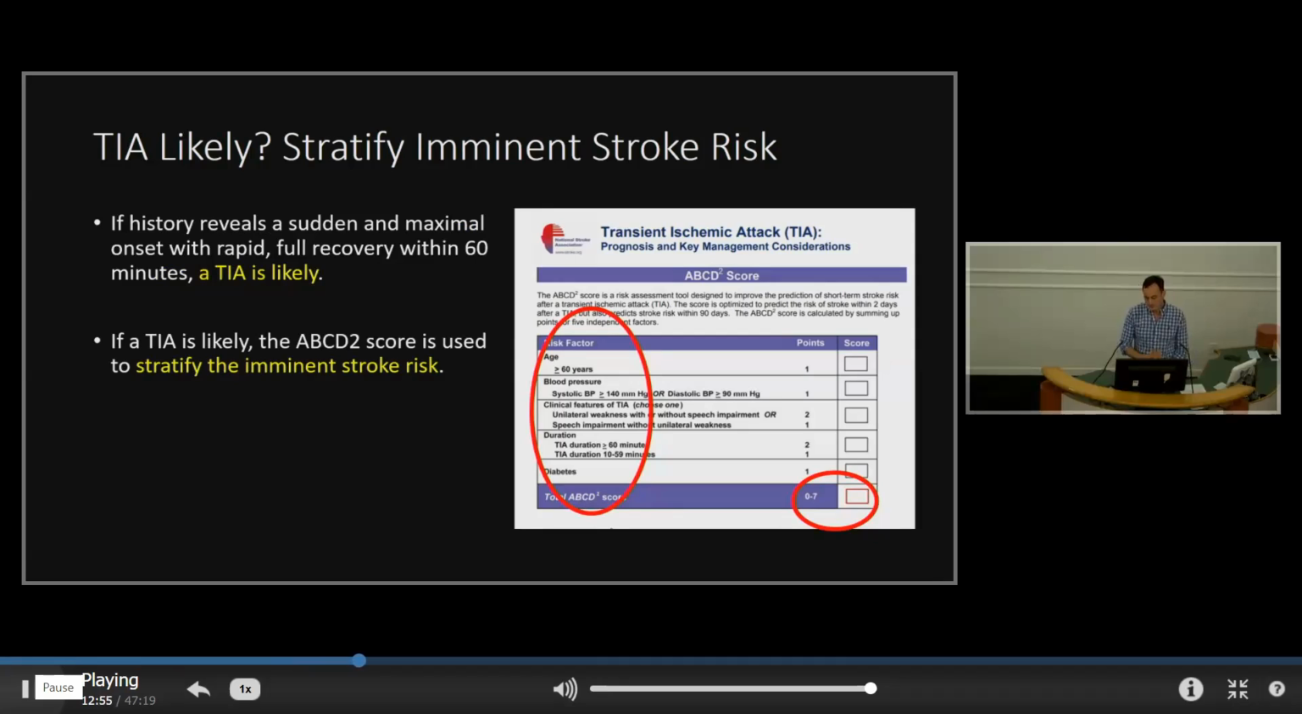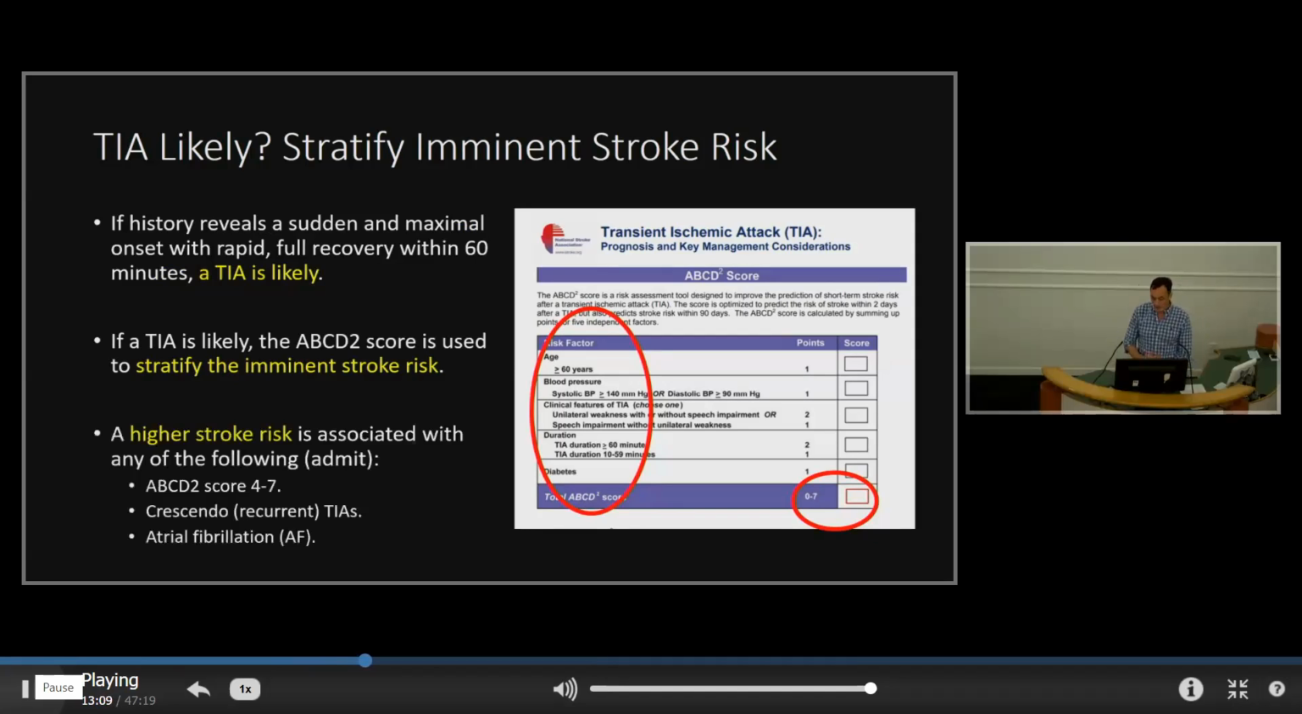So if a TIA is likely, we use this thing called the ABCD2 score. It's a very simple scale, and that is to stratify the imminent stroke risk. There are a number of factors that you just tick off, as shown by what is circled there, and you get a score out of 7. And basically, a high stroke risk, and I'll show you the percentages on the next slide, is associated with any one of the following. So a score of 4 to 7, crescendo or recurrent TIAs, so a person who has 2 or more TIAs in a very short period of time, within like a day or two, that is a very reliable marker for imminent stroke, and atrial fibrillation. So if any of those things are there, then one should really consider an admission.